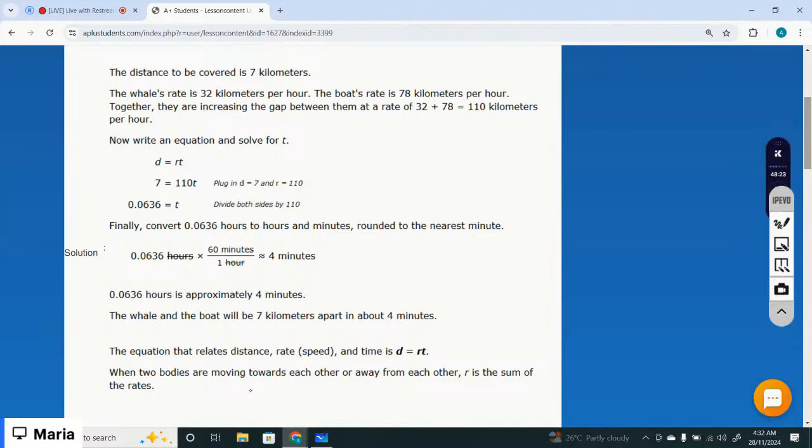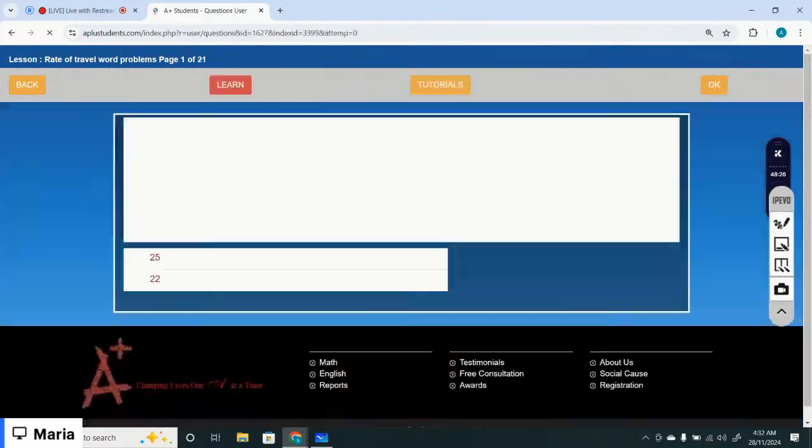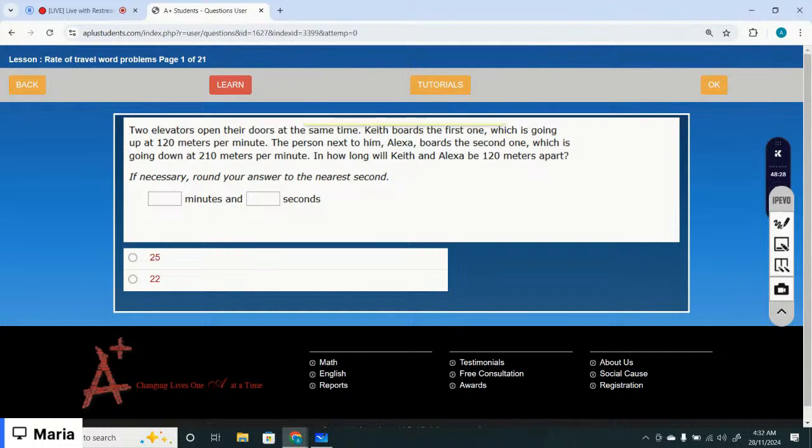Let's just start with the test questions. Two elevators open their doors at the same time. Keith boards the first one, which is going up at 120 meters per minute. The person next to him, Alexa, boards the second one, which is going down at 210 meters per minute. In how long will Keith and Alexa be 120 meters apart?